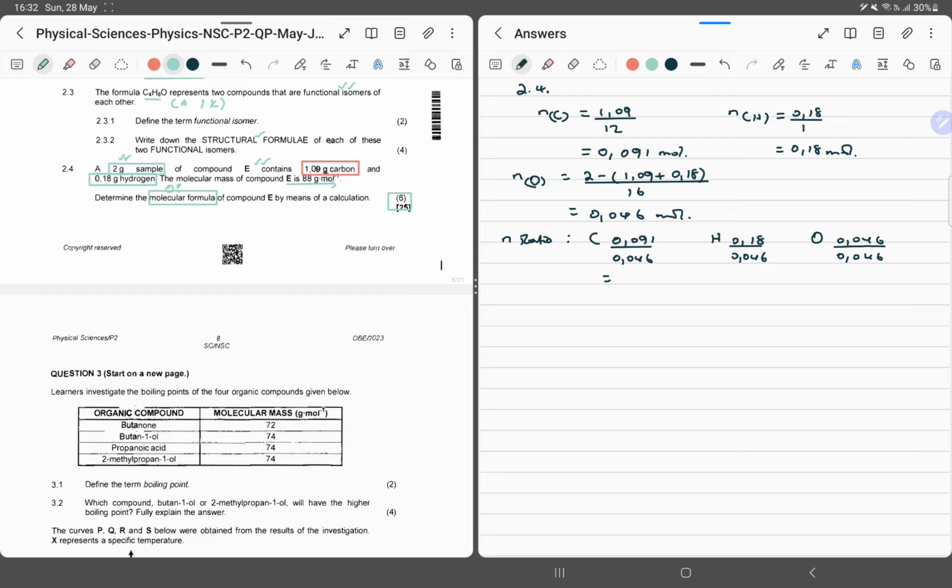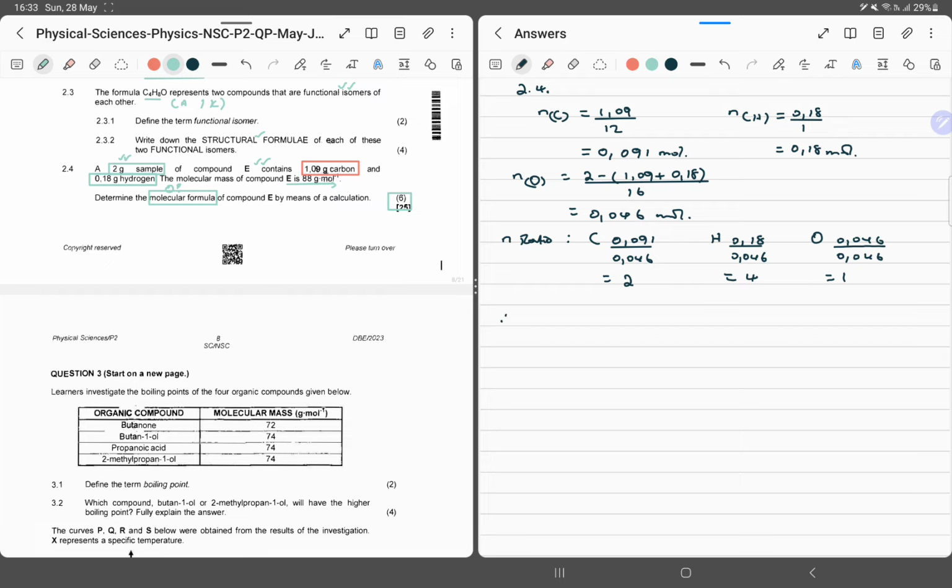0,091 divided by 0,046. So that is, now remember we round off to the nearest here. So this is 2. Okay, and then this one 0,18 divided by 0,046. This one is approximately 4. Okay, and then so we've got here, yeah, that one should be 1. There's no question about it.